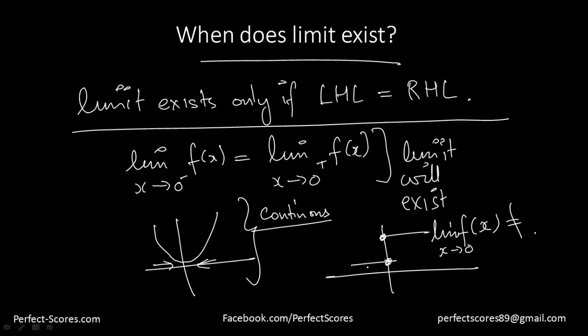Why? Because when we approach the function from the left hand side, we get a different value of f of x, and when we approach the function from the right hand side, we get a different value for f of x. That means every time we get a different value, this limit does not exist. So the limit is going to exist only if the left hand limit is equal to the right hand limit. That is actually a very, very important part here.